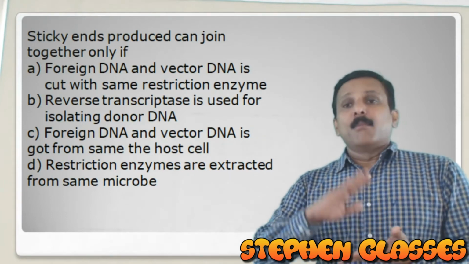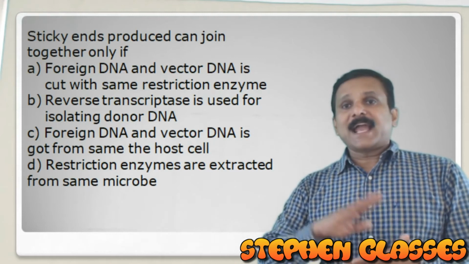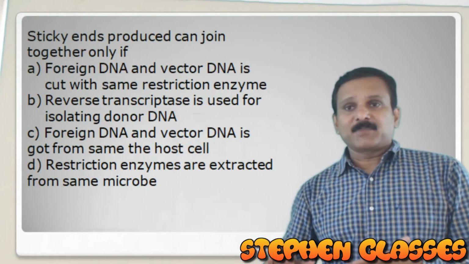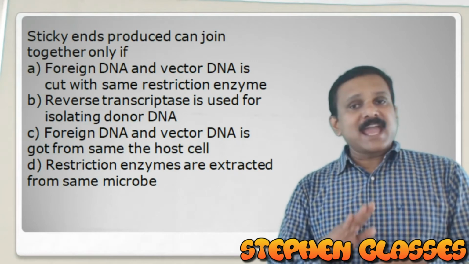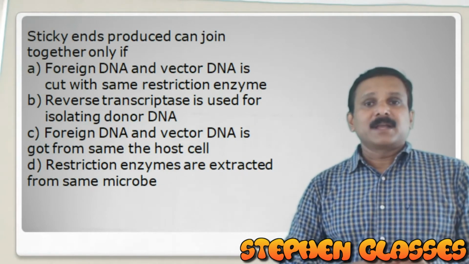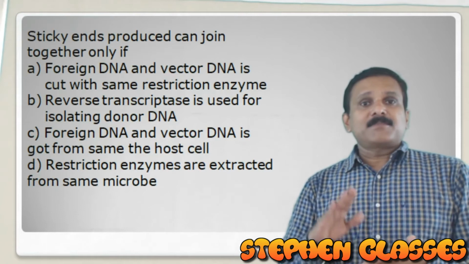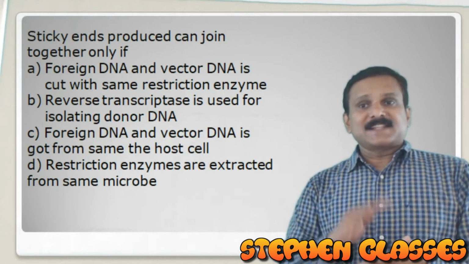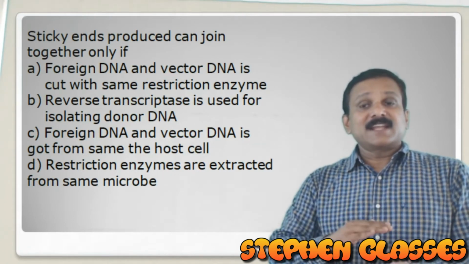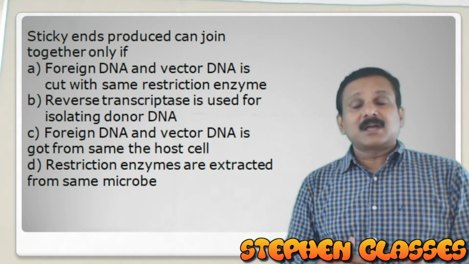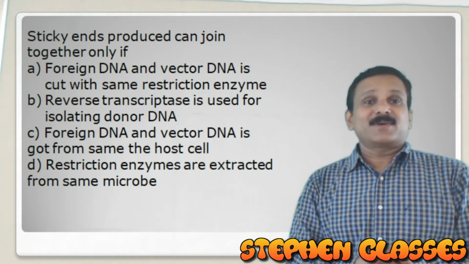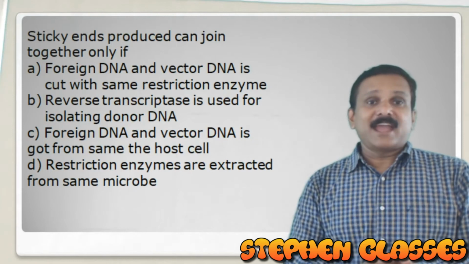So remember, both donor DNA as well as vector DNA, or both foreign DNA and the vector DNA, are cut with the same restriction enzyme. Then only we can produce sticky ends. Sticky ends mean the ends which are complementary with each other, and they can be joined. Okay, so the answer will be option A here.